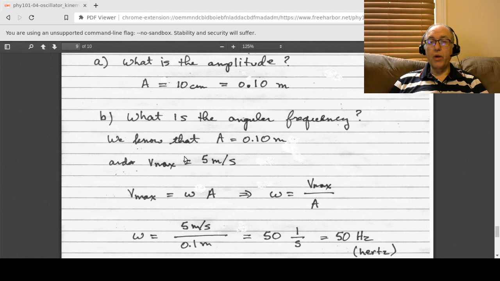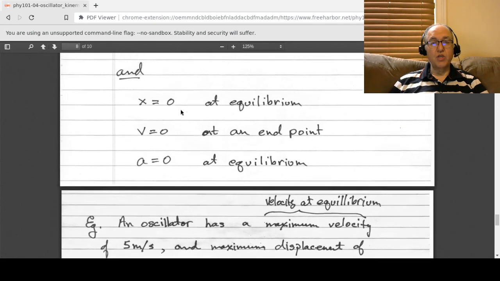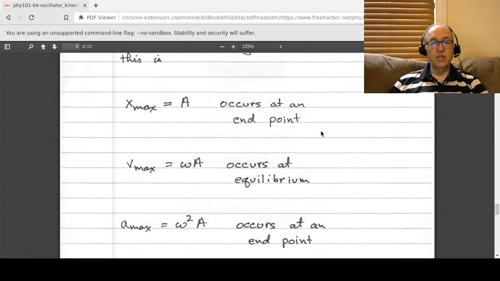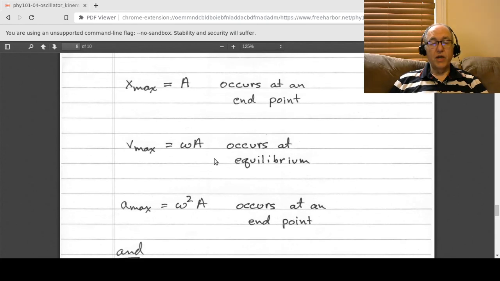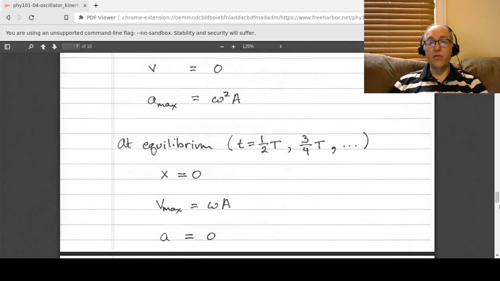Okay? Now, what do we know? We know that the amplitude is 0.1 meters. We know that the maximum velocity is 5 meters per second. And you ask yourself, is there an equation that relates the two? Now, I gave you lots of equations above, so maybe this is the point where I should really emphasize what equations you need to know. You need to know these equations here: maximum x is equal to A, maximum velocity is omega A, and maximum acceleration is omega squared A. You need to know those. And you need to know this other one.